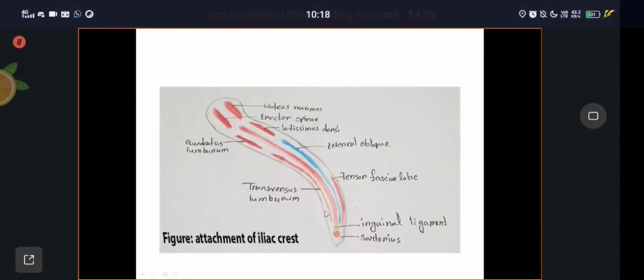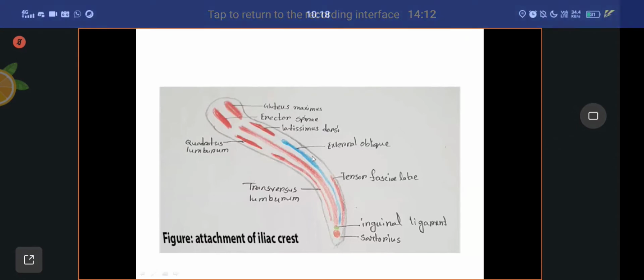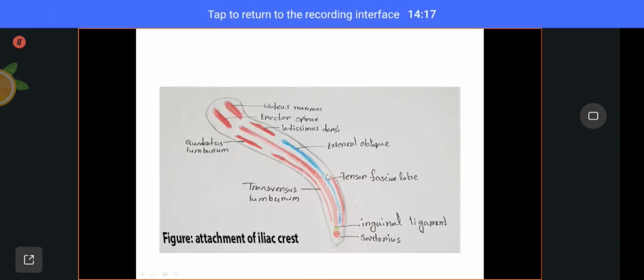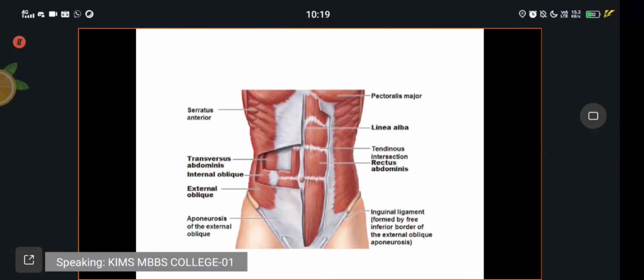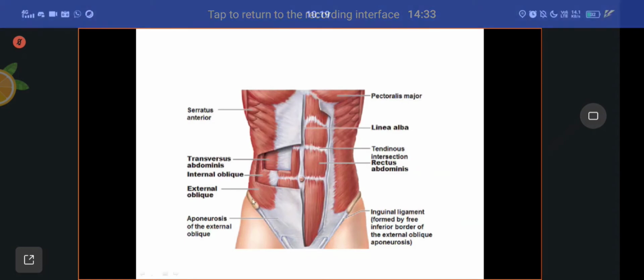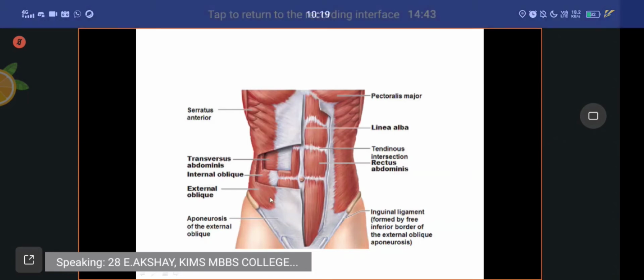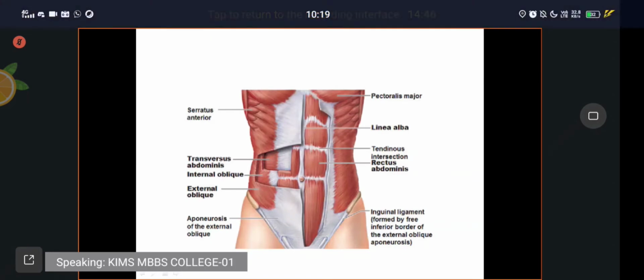You can see the outer lip gives attachment to a muscle of the abdomen. What is this muscle? This muscle of the abdomen is the external oblique muscle. So where is this external oblique muscle? If you see here, the first muscle here is the muscle of the abdomen. This is the iliac crest. So it is giving attachment to a muscle of the anterior abdominal wall, the external oblique muscle.